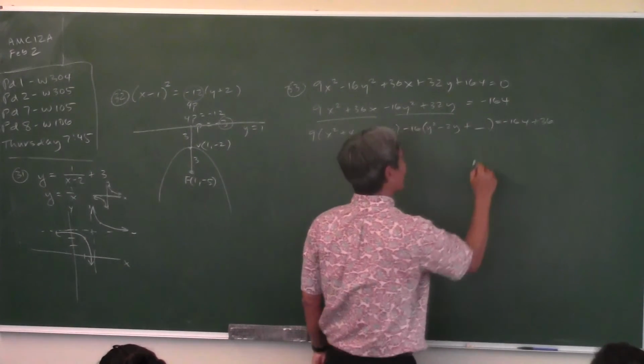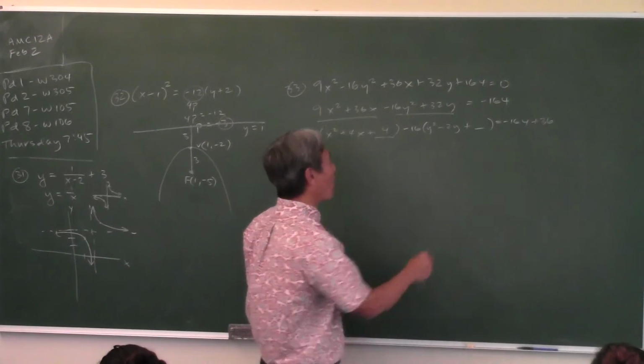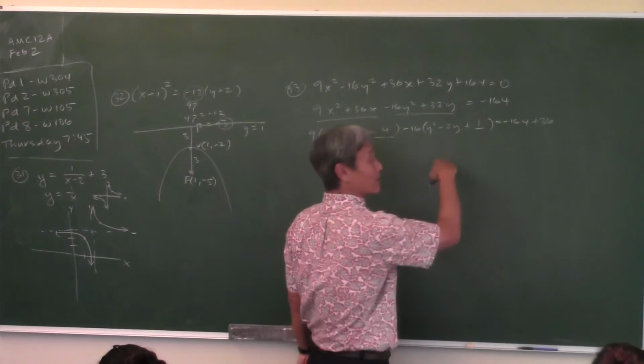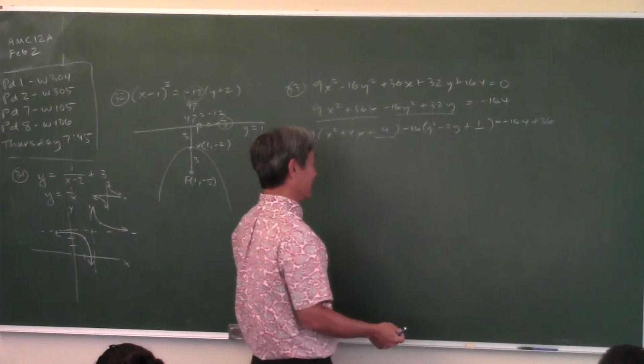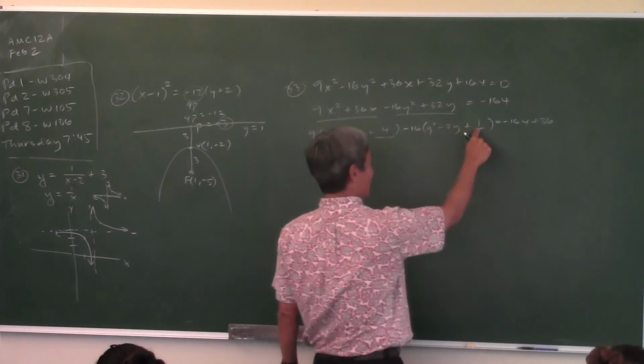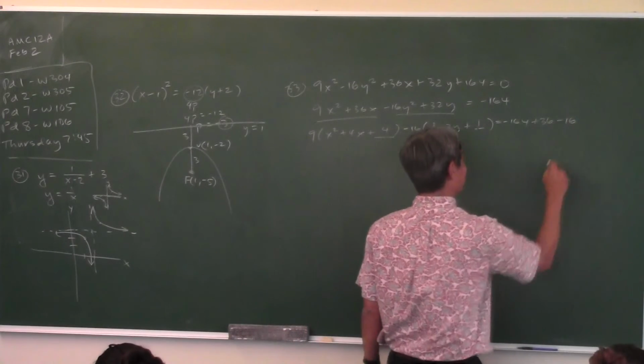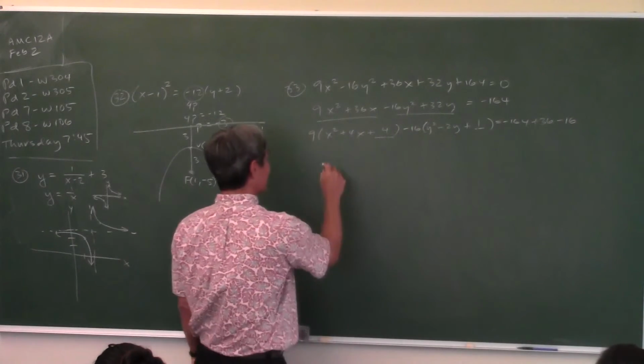And then what about right there? What do I add? 1, right? Because you take half of that number and you square it. -1 squared is 1. But what did I actually add? -16 times 1, so that would be -16. So this is what you got.